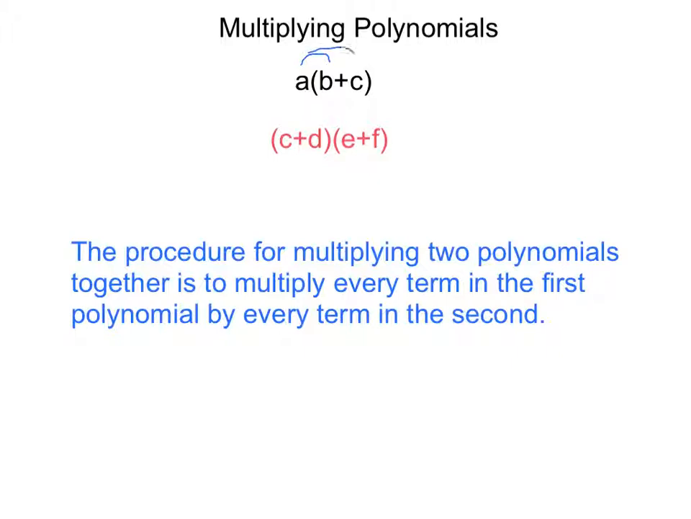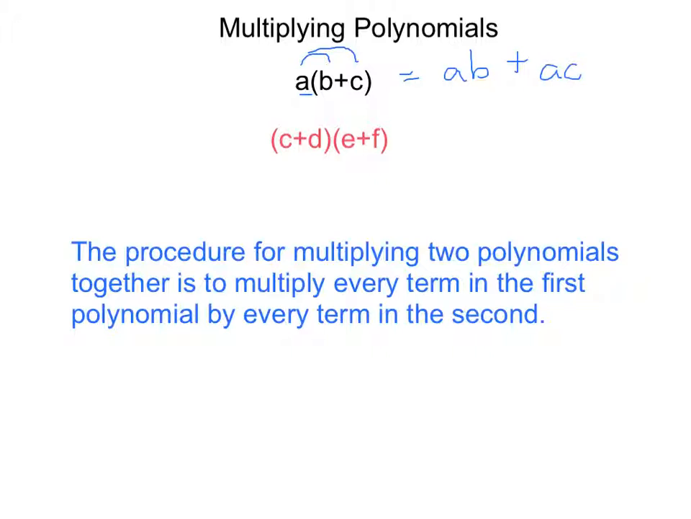If you remember right from the distributive property, when you have a quantity out in front of a set of parentheses, you can distribute it to each of the terms within the parentheses. So in other words, in this case, you get AB plus AC. Multiplying something that's more complicated is really just a double application of the same thing.